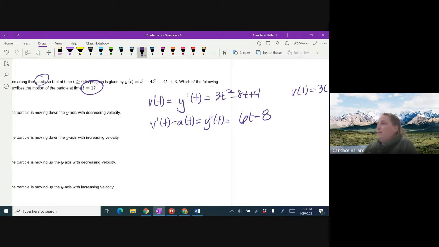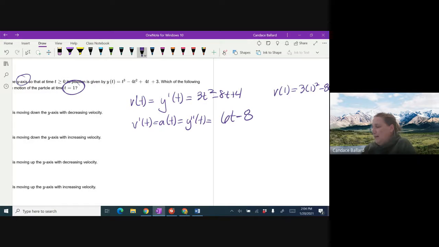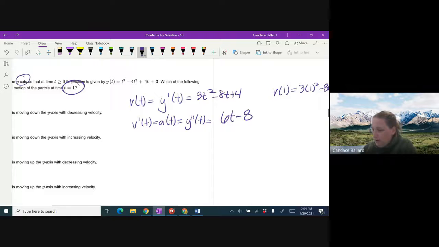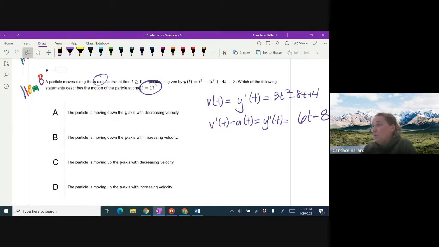So if my velocity is negative, how is the particle moving? Is it moving up or is it moving down? What do you guys think? Yep, that is going to move it down. So if I go look at my answer choices, I didn't give you a lot of multiple choice, right? I took all the multiple choice off the multiple choice problems, but this one you kind of had to have it. So I get rid of those two.